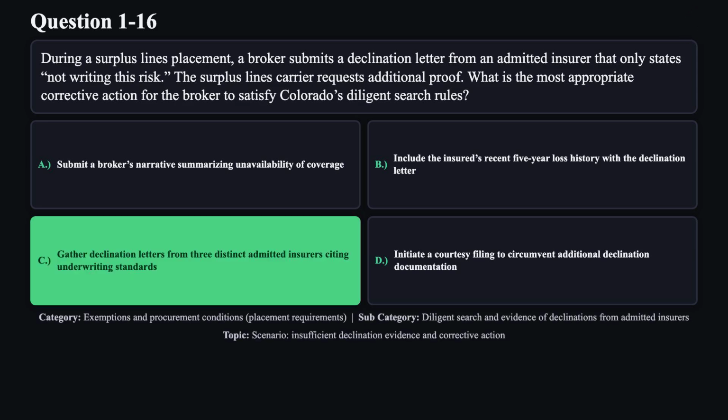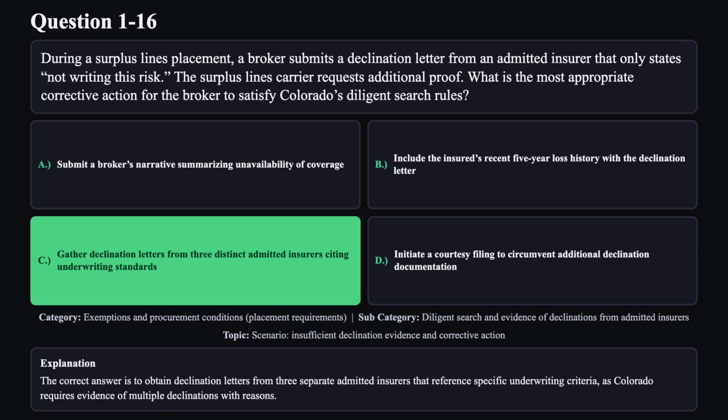The correct answer is C. The correct answer is to obtain declination letters from 3 separate admitted insurers that reference specific underwriting criteria, as Colorado requires evidence of multiple declinations with reasons.